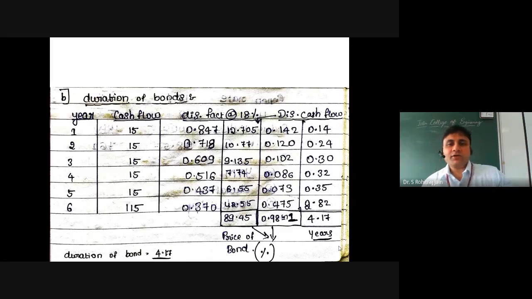Next, what we have to do is, the next column is concerned, please understand students, we have to multiply the cash flow with the discounting factor. That is 15 multiplied by 0.847. I got 12.705.